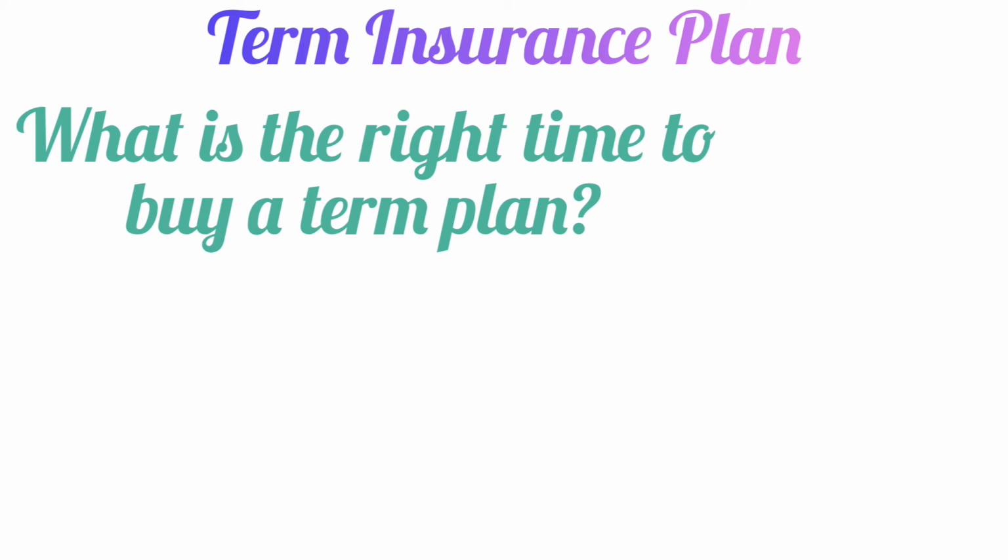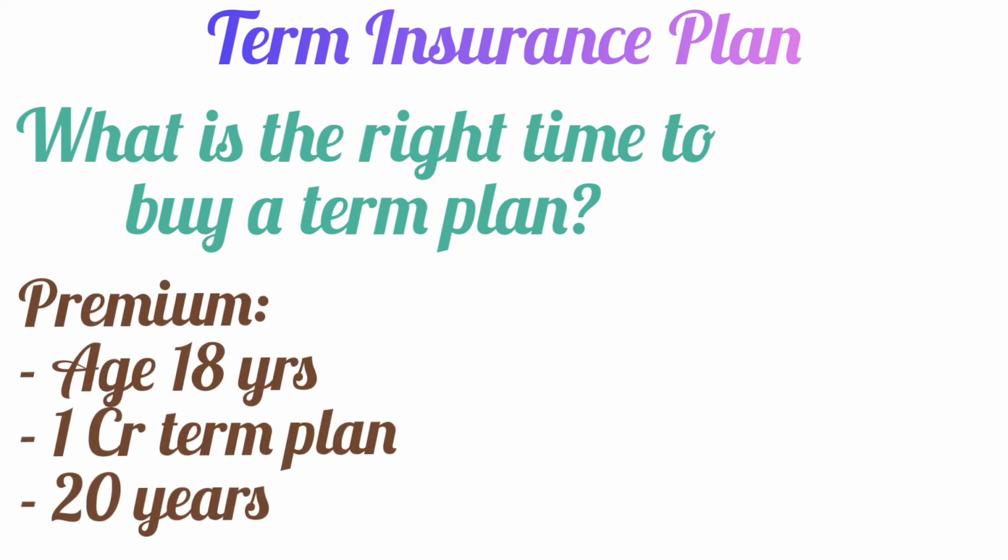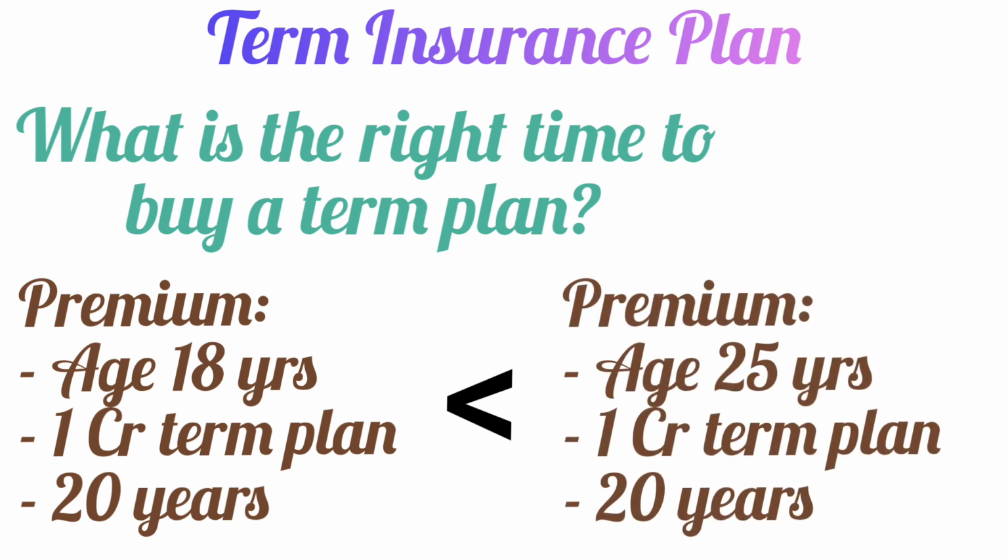I am assuming that the period of both the policies will be the same. The premium that you will pay at the age of 18 for 1 crore term plan for 20 years policy will be much lower as compared to the premium of 1 crore term plan which you take for 20 years at the age of 25. And as you know, the premium amount remains constant throughout the policy period. So earlier you start, lesser will be the premium for you.